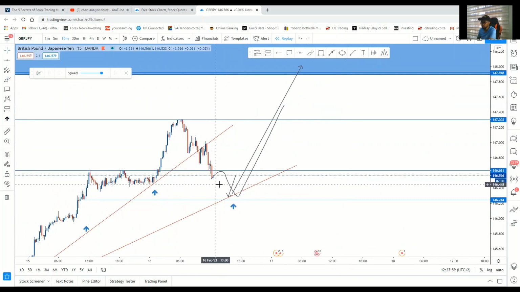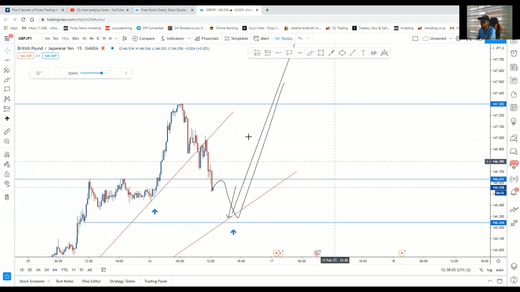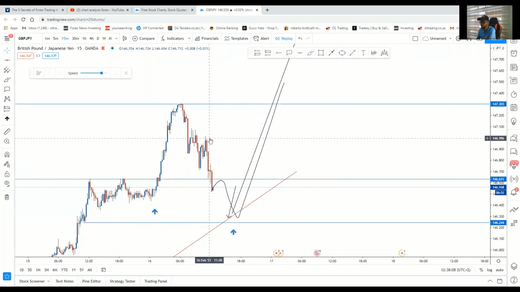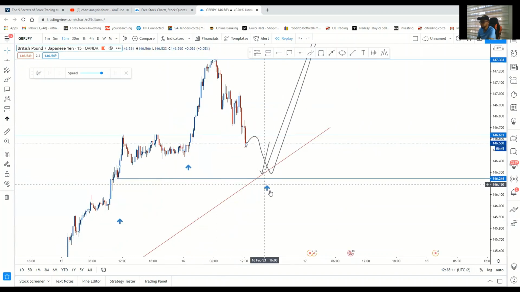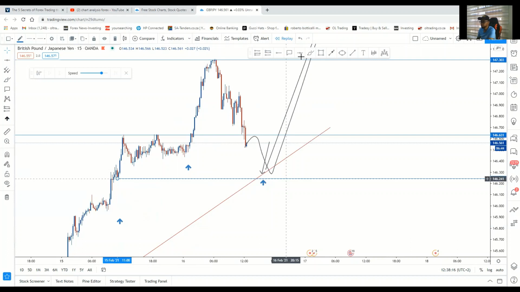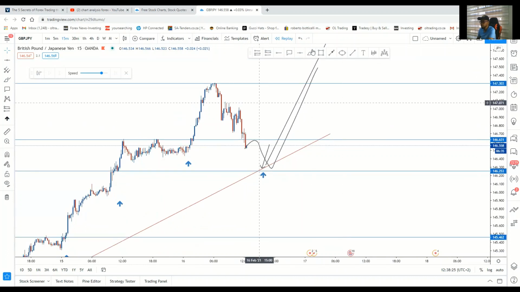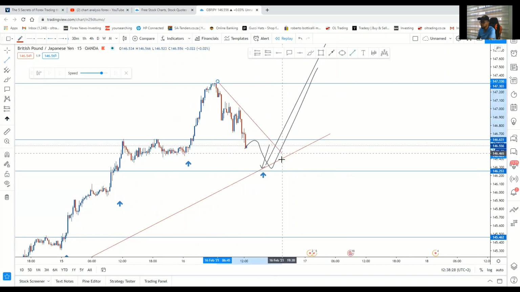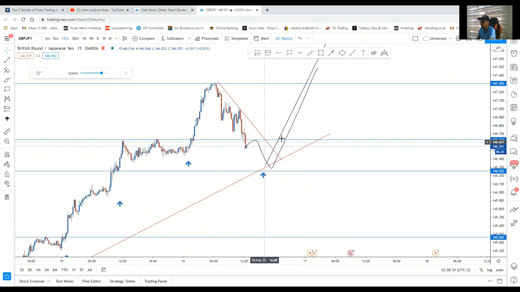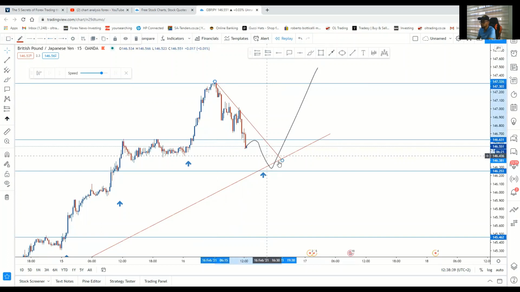So this is just what I'm looking for. I'm waiting for price to reach this level, then I can take it all the way up. I can buy it. That way you know that you'll be having calculated risks and the movements that you analyzed. So this is my setup on GBP JPY.